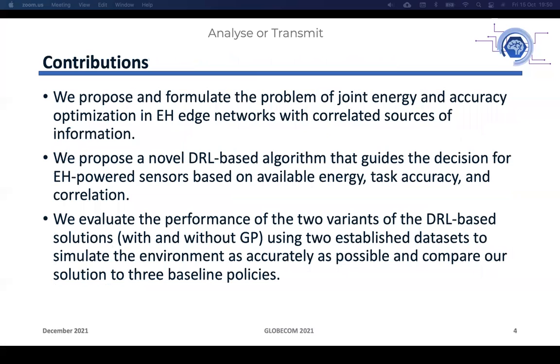So we can list our contributions as follows. We propose and formulate the problem of joint energy and accuracy optimization in energy harvesting edge networks with correlated sources of information. We propose a novel deep reinforcement learning-based algorithm that guides the decision for an energy harvesting powered sensor based on available energy, task accuracy, and correlation. We evaluate the performance of two variants of the deep reinforcement learning-based solutions, with and without using Gaussian processes for energy estimation, by using two established data sets to simulate the environment as accurately as possible. And we also compare our solution to three baseline policies.